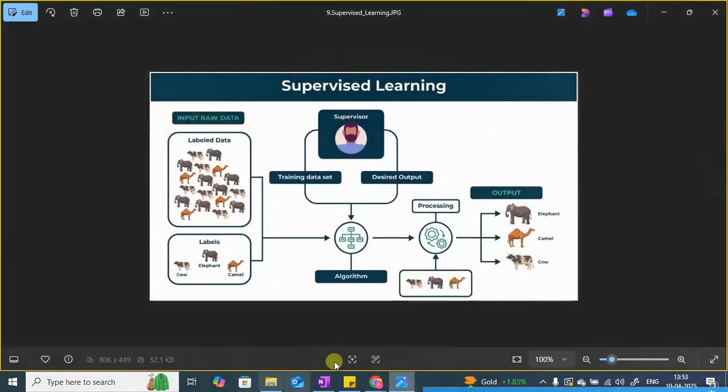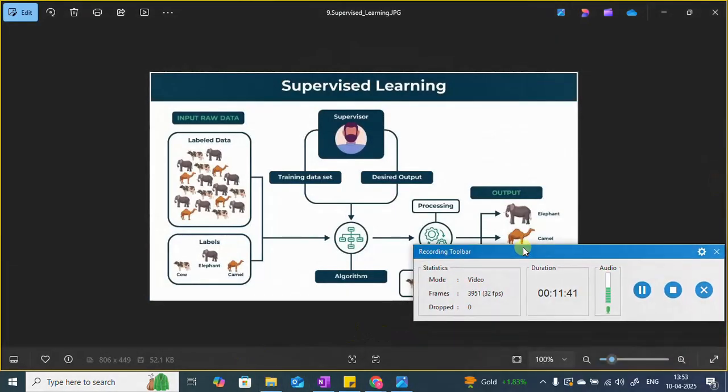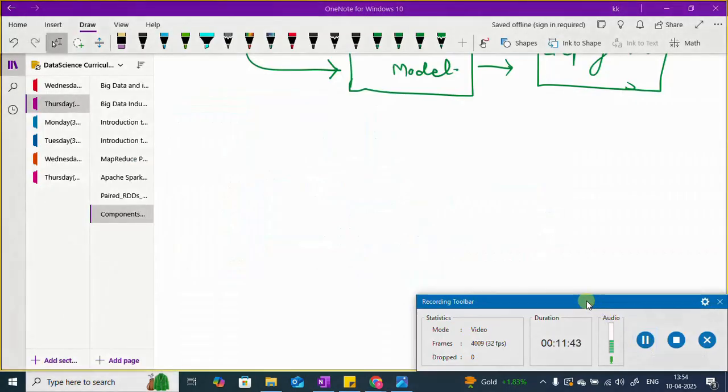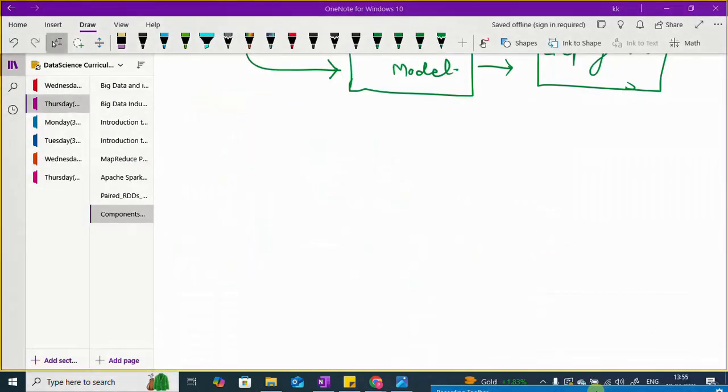Now let me come back to my whiteboard. Let me give a brief idea of what machine learning is. Generally, guys, this is the machine learning trend. You might have heard about it. Machine learning, let's say the entire algorithm.